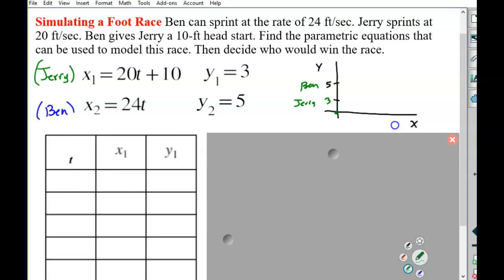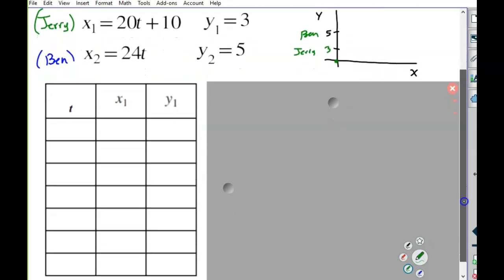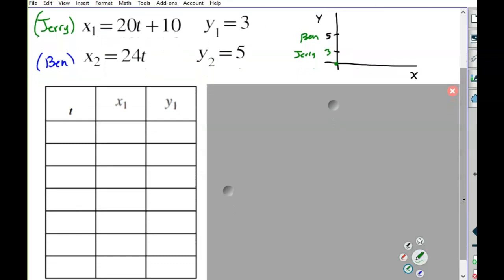Okay, so what I'd like you guys to do is we're going to actually go right back to the work that we did last week with parametrics, because we need to figure out an XY table for both Ben and Jerry. Well, notice time, x1, y1. Well, x1 and y1, this is the information that represents Jerry's output. Remember, x is the horizontal distance, y is the vertical distance.